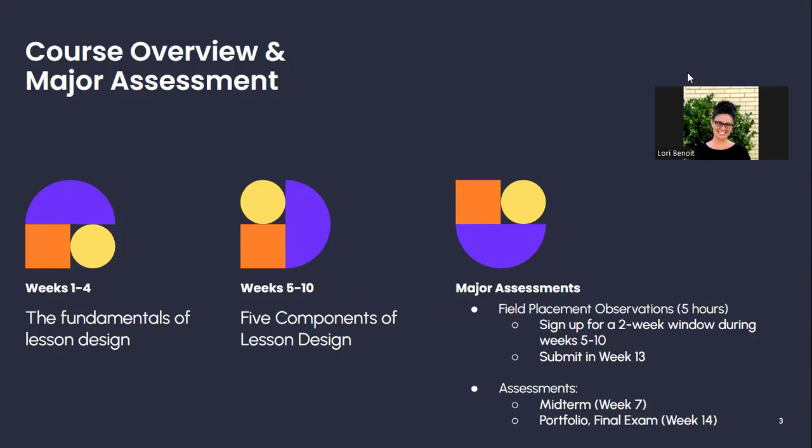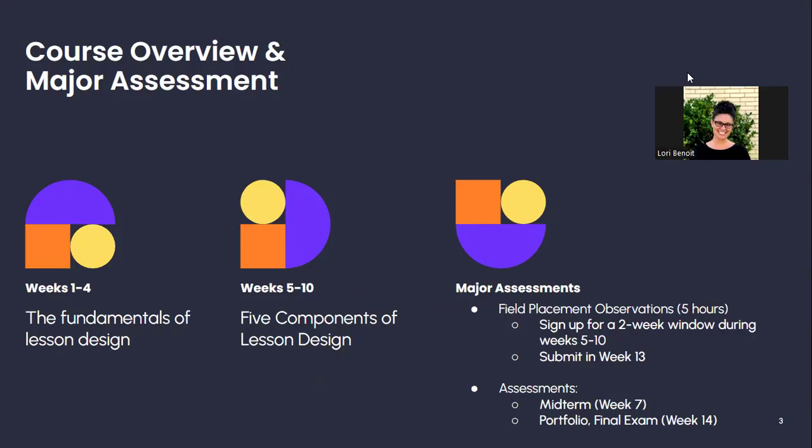You will sign up for a 2-week window during weeks 5 through 10. So this means that beginning in week 5 and going all the way through week 10, you're not going to be able to go at any time you want to because we have so many students that need to be able to visit field placement teachers. So you will sign up for a 2-week window.